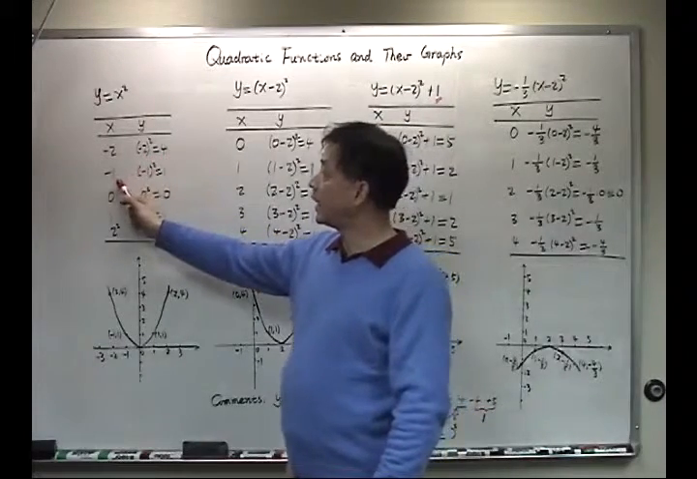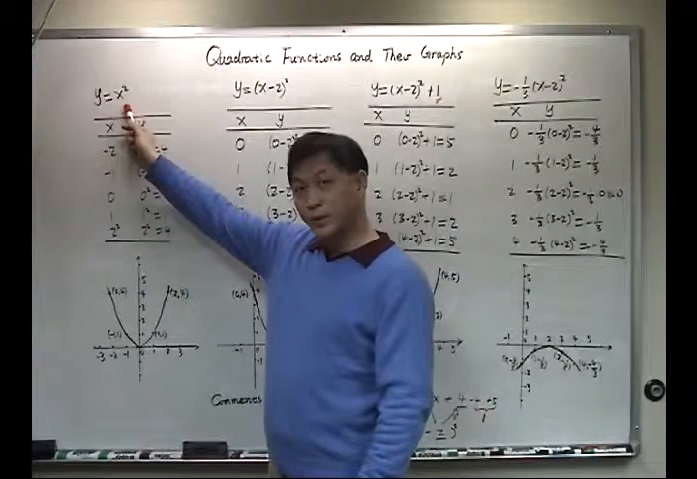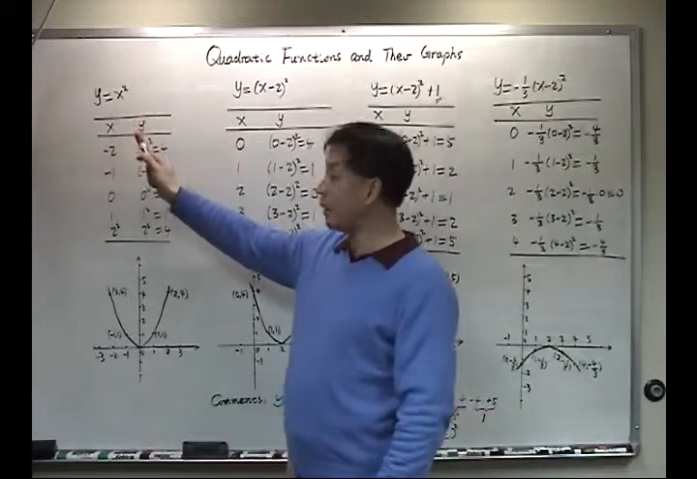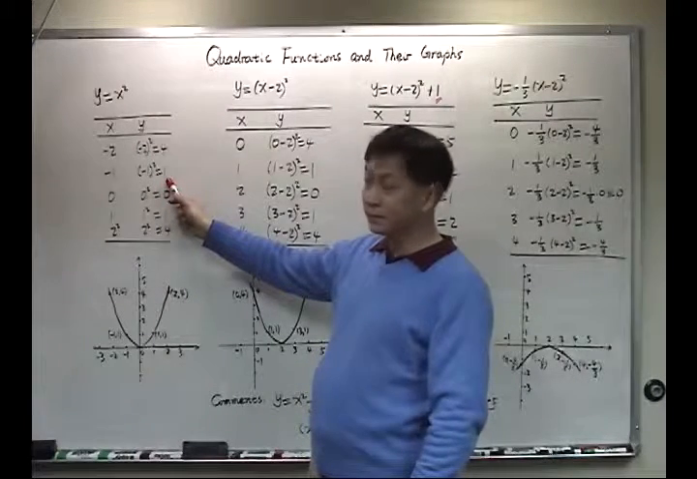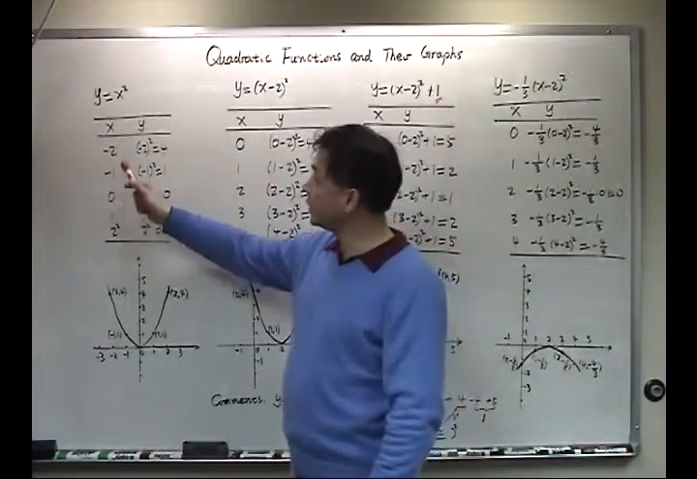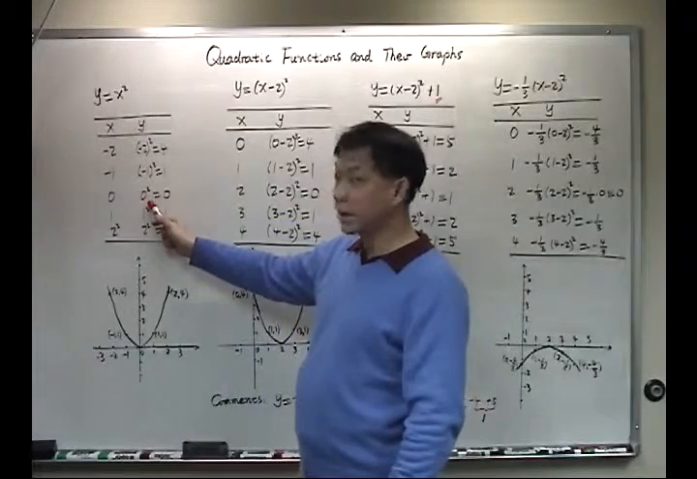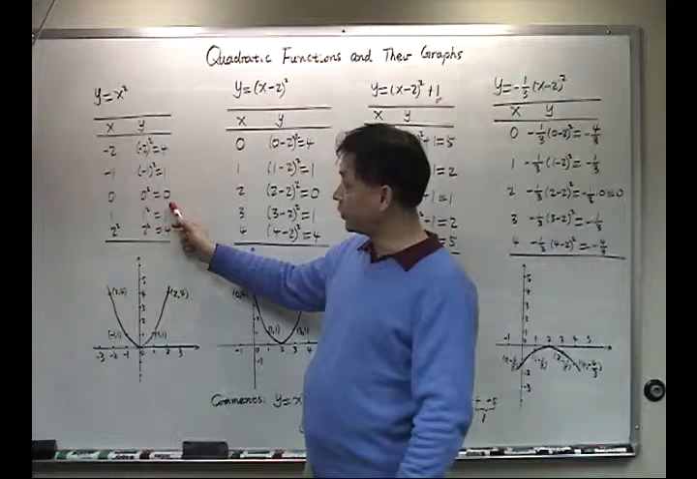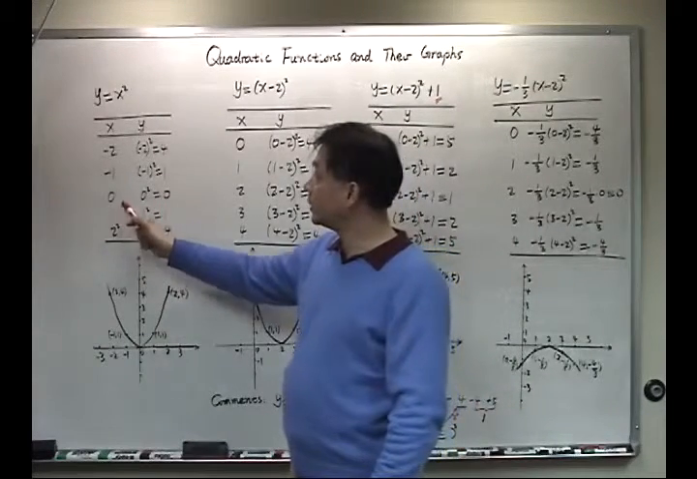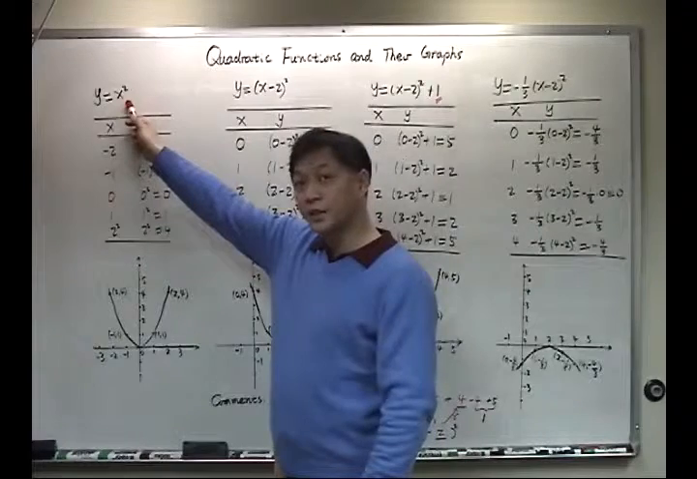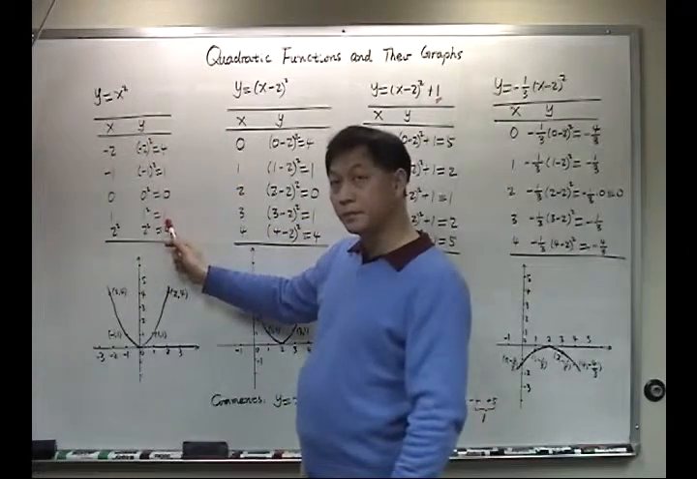You plug in negative 1 here. Negative 1 squared, which is negative 1 times negative 1, gives us positive 1. If you plug in 0 here, 0 squared is 0 times 0, which is 0. You plug in 1 here, 1 squared is 1 times 1, which is 1.